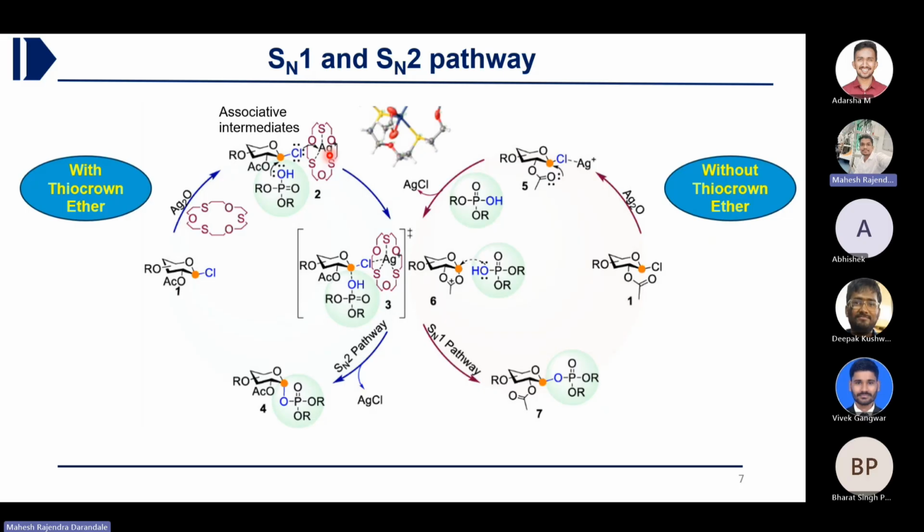That's why these glycosylations take not a short time; they are running for at least about 24 hours. They have mentioned in all their reactions 24 hours, 48 hours like that, because of the reduced strength of the silver salt.